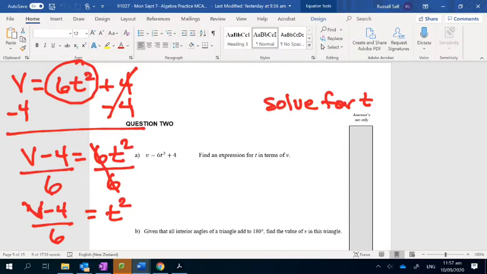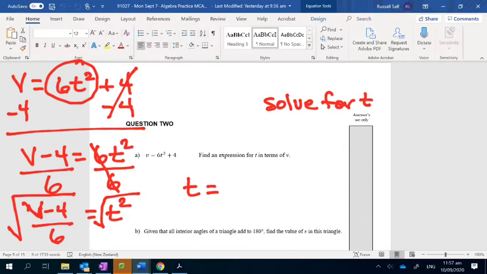Okay? Is that it? Is my t by itself? No, it's squared. How do we unsquare something? The square root of what? Not just one side, but what? Both sides. The square root of t squared is t.